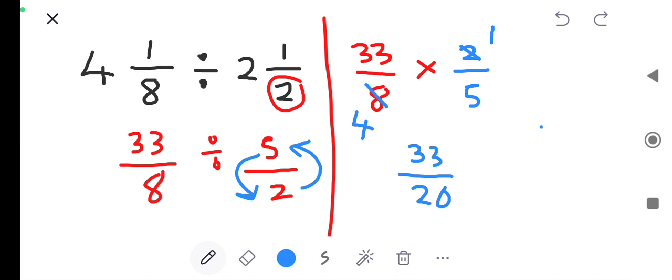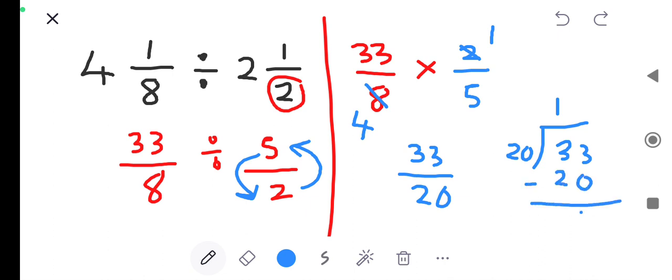You will draw your division symbol. Inside you write 33. Then you put your 20 here. 20 into 33, it will go 1. Then 20 times 1 is 20. Then you subtract. 3 minus 0 is 3. 3 minus 2 is 1. Now this remainder that I circled, write it as a numerator over the denominator in this improper fraction, which is 20. So the answer becomes 1 whole number 13 over 20, right?